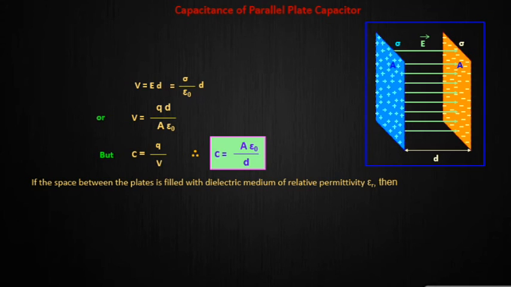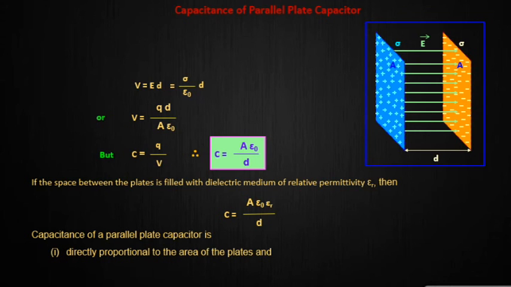If the space between the plates is filled with a dielectric medium of relative permittivity epsilon r, then C is given by A epsilon naught epsilon r divided by d. Therefore, the capacitance of a parallel plate capacitor is directly proportional to the area of the plates and inversely proportional to the distance of separation between them. And by using dielectric material of high dielectric constant, we can increase the capacitance of a parallel plate capacitor.